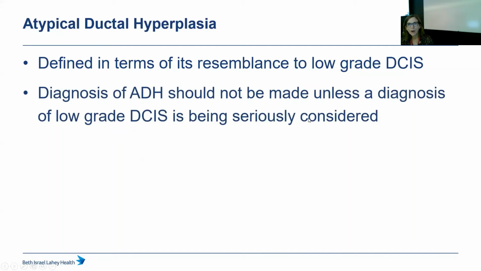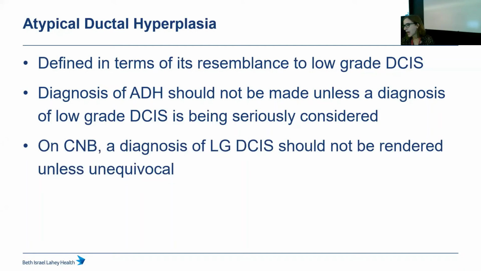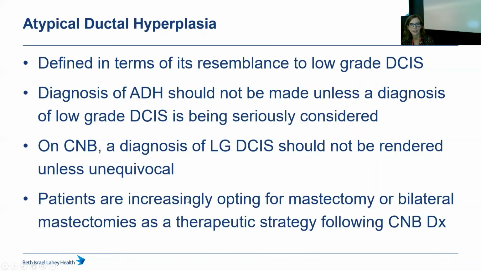So our mantra really is that the diagnosis of ADH should not be made unless you're seriously considering whether or not it's low-grade DCIS. You shouldn't be thinking, is it atypical, not atypical? You should be thinking, gosh, could this be low-grade DCIS, but really there's not enough of it? That should be where your threshold is. And I think also on a core needle biopsy, you shouldn't be diagnosing low-grade DCIS unless it's absolutely unequivocal, that everybody you show it to is going to agree that it's low-grade DCIS.